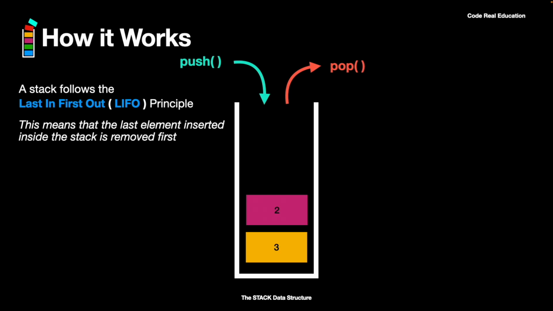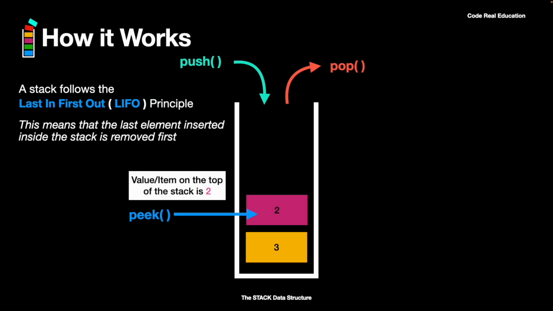For that, the stack data structure uses this function called the peek function. The peek function basically helps you know which is the item on the top of the stack. In this case, the peek function would return that the value or item on the top of the stack is the pink 2. Awesome. The stack data structure has two more very important functions that it uses.